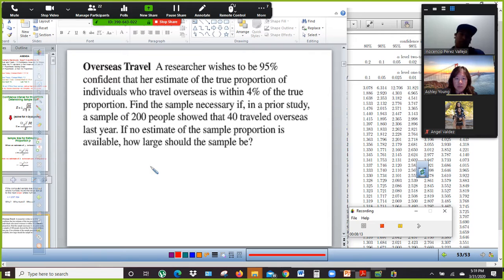Okay, so here's our first problem. You guys are being kind of quiet. Let's get one of you guys to read this for me. Angel, go ahead and read for me.